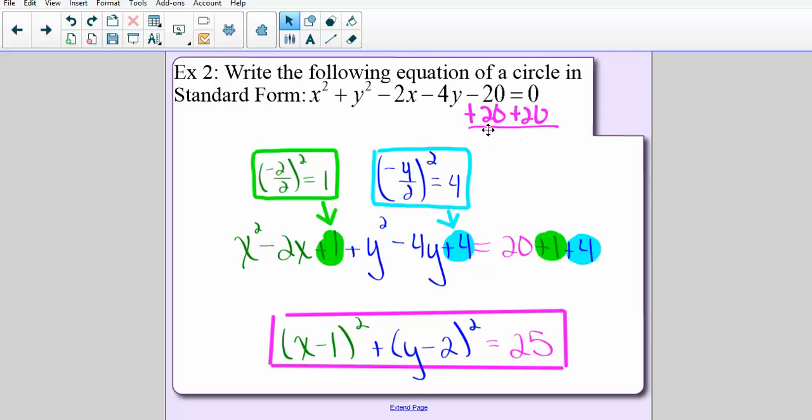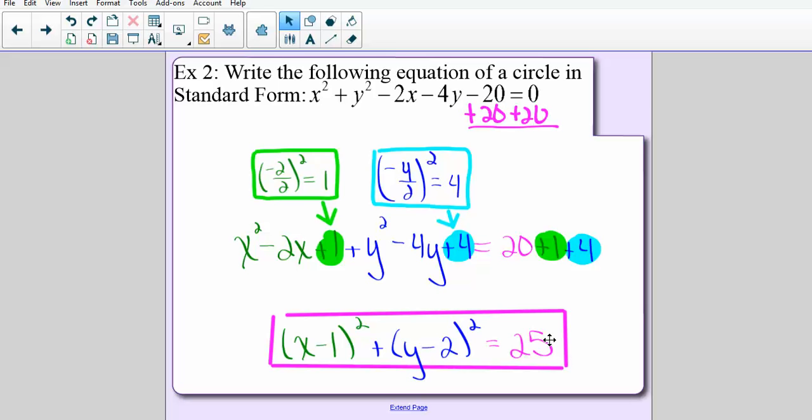I added my 20 up at the top to the other side, and then I add 1 and 4 to the left side, so I have to add 1 and 4 to my right side. Now for completing the square: square root, sign, square root. So x minus 1. For the y's, it's square root, sign, square root, so y minus 2. And then on the right side, 20 plus 1 plus 4 gives me 25. Done.